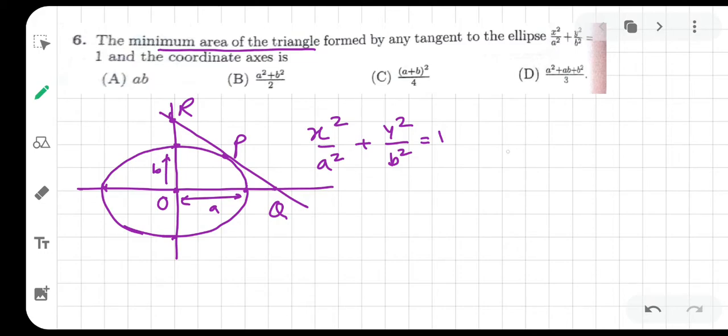So we want to find the minimum area, right? So what is the minimum area of triangle OQR, and we want the minimum area. So how to solve that?